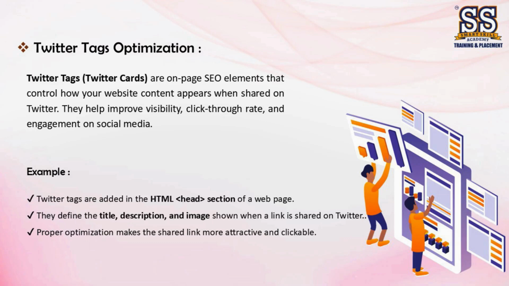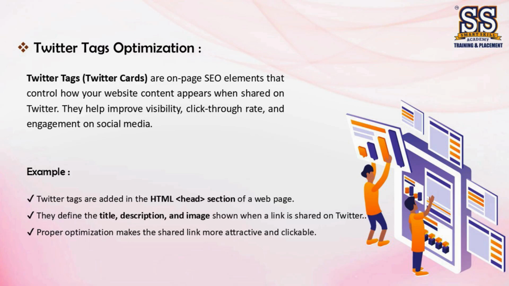Twitter tags are on-page SEO elements. They act as instructions for Twitter, telling the platform exactly how to display your website's content when someone shares your link. By using them, you aren't just sharing a URL, you're creating a rich media experience that improves visibility, boosts your click-through rate, and drives higher engagement.